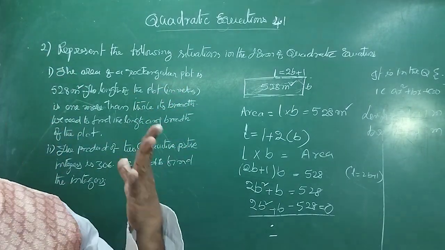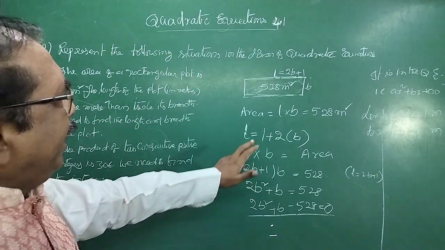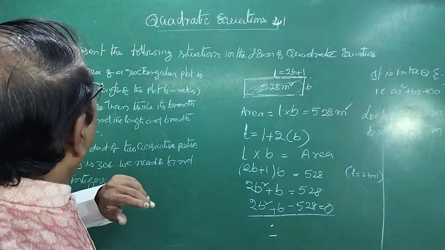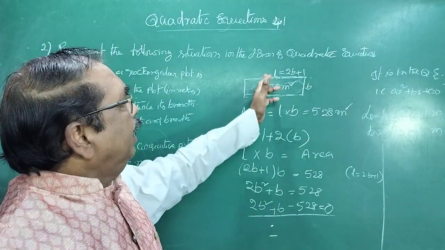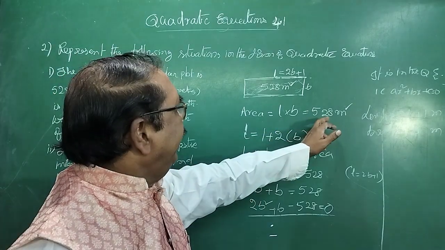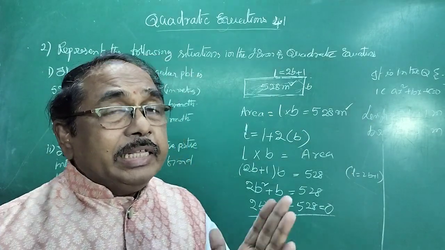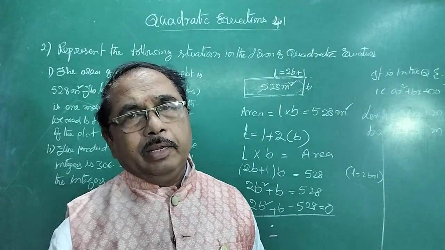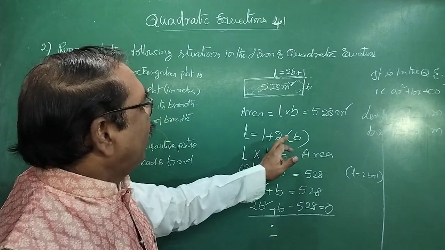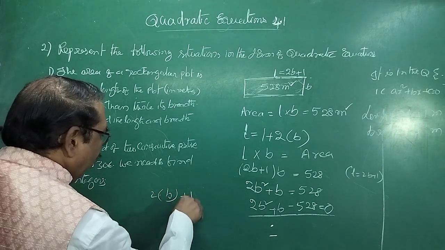Clearly, it is just a 2 marks or 1 mark question, but it looks like a very big question. Don't get confused. As per the matter, the area is given. How do we get the rectangle's area? Length and breadth. L into B, or x into y, whatever it may be, L into B is equal to area. How much area? 528 square meters. Length is twice the breadth with one added. That means we have to double the breadth and add one more.